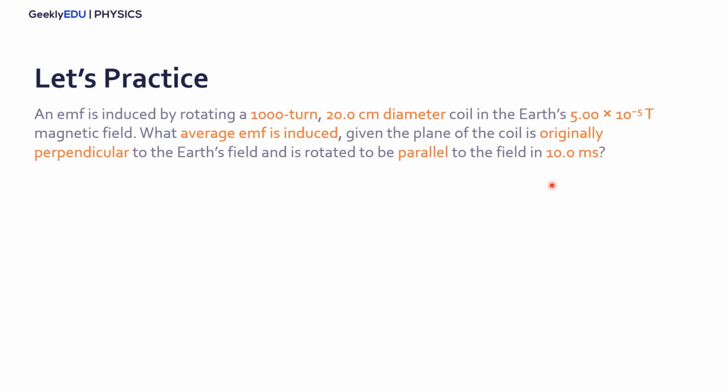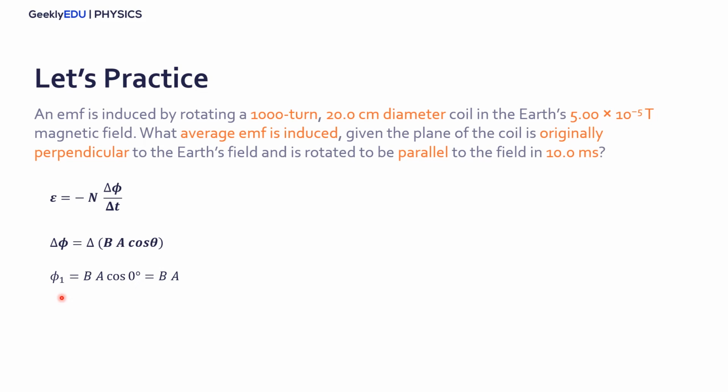So let's think about this problem a little bit. We can use our formula for Faraday's law, but before this, we want to know the change in the magnetic flux. This change is proportional to the magnetic field, in this case the Earth's magnetic field, also the area of the coil and the cosine of the angle, because we're rotating this coil. So we can calculate this change in the magnetic flux.